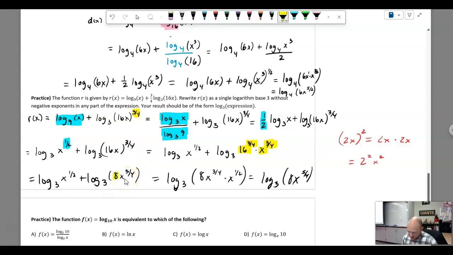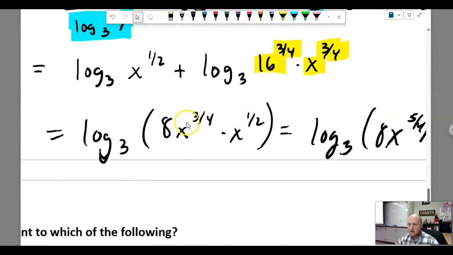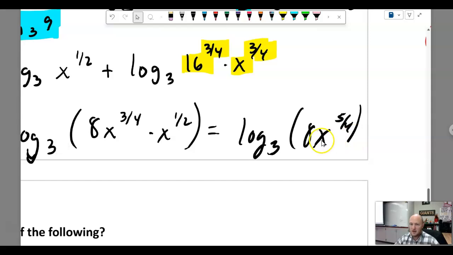We have 8. And then we have to combine our fractions here. I'm going to add these. So 3/4 plus 1/2, that's 2/4. So 3/4 plus 2/4 gives us 5/4.